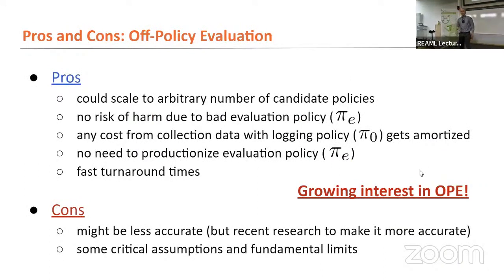Great. The pro would be, it would be very scalable. No harm due to bad policies, right? If you have a policy that we want to evaluate offline, well, we never put it in front of actual users, right? So there's no harm done. Any cost that comes from collecting data from pi null, that logging policy, gets amortized over all the different evaluations that I'm going to do. And there's no need to productionize anything. So you can really do this very fast.